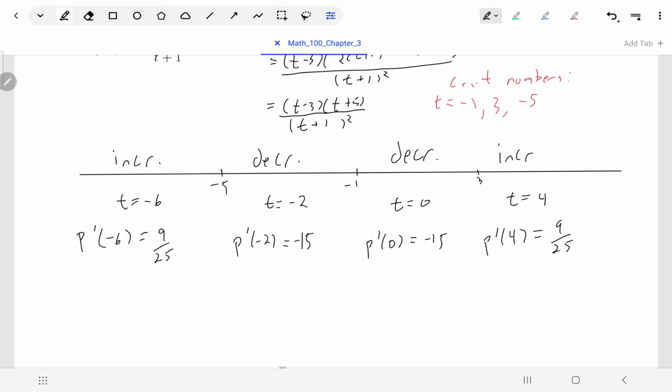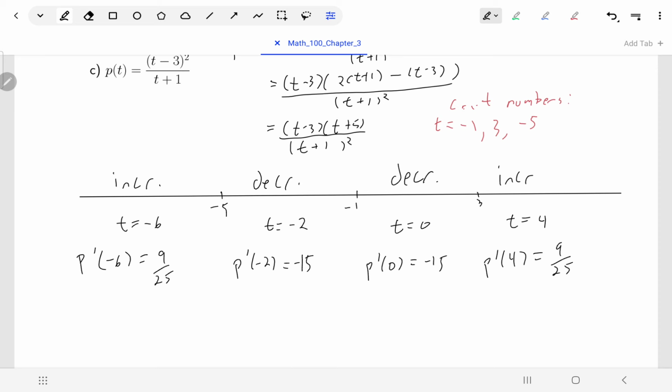So if we're thinking about what we have for our three critical numbers, I know that at negative 5, we are going from increasing to decreasing, and so we will have a relative maximum at negative 5. At 3, we're going from decreasing to increasing, so we're going to have a relative minimum at 3.